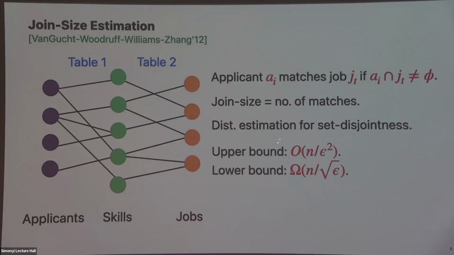Great. What was known before was an upper bound of n over epsilon squared and a lower bound of n over square root epsilon, right? And to give away the punchline, we'll see improvements to both these bounds, but we won't get tight bounds for this. I mean, it's set disjointness. It's got to take a few years, right?